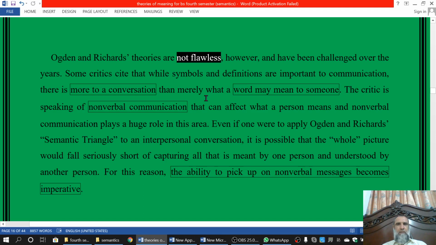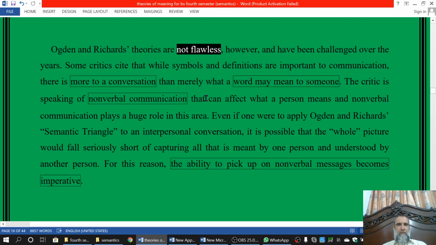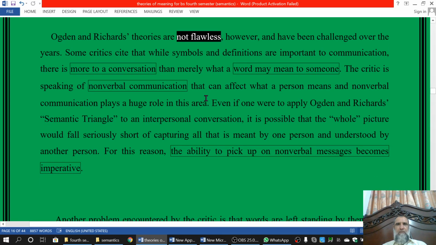We will learn about the critics of the theory of Ogden and Richards. Some critics believe that this theory is not flawless and there are flaws in it. For example, one of the flaws is this, that well, the symbols and definitions are okay, they are important in conversation, but there is more to conversation than simple definitions and the meanings of words to someone. There is more to a conversation. What is that thing? That thing is the non-verbal communication.